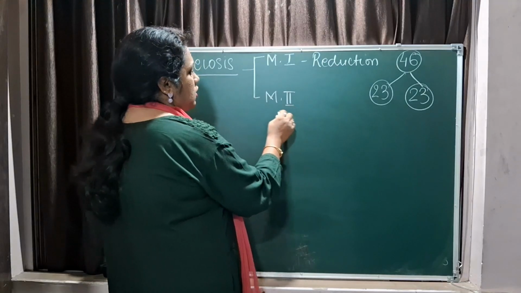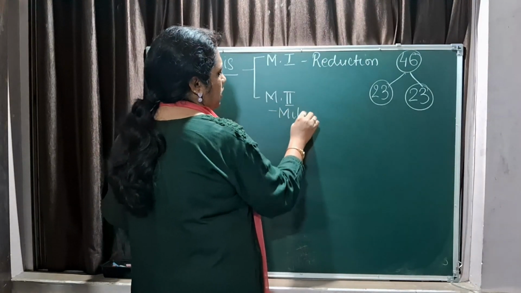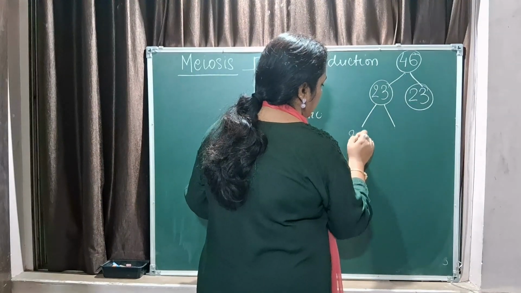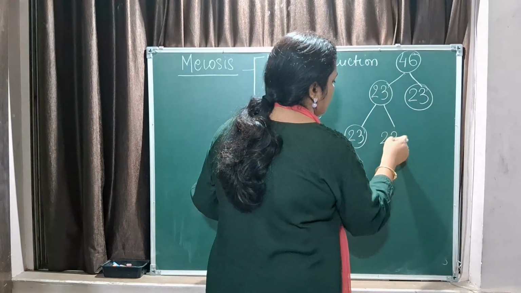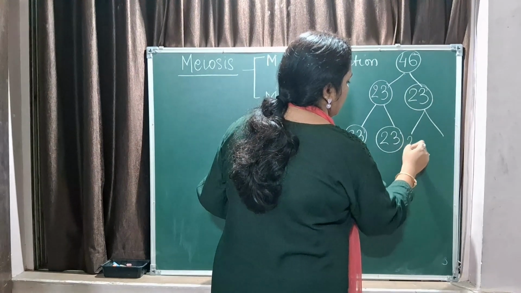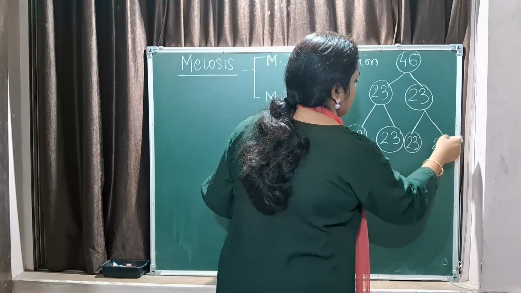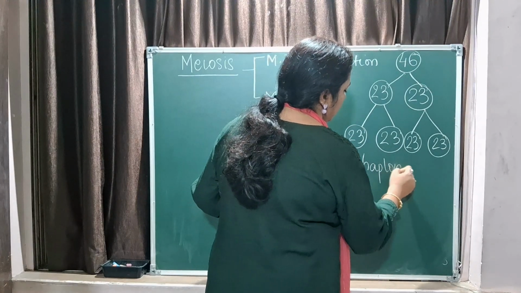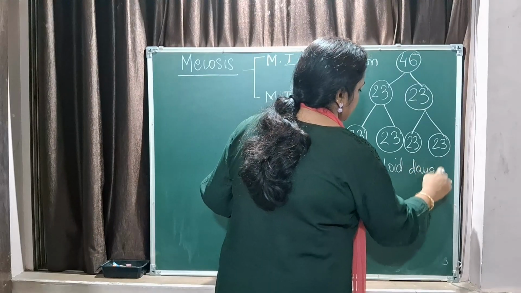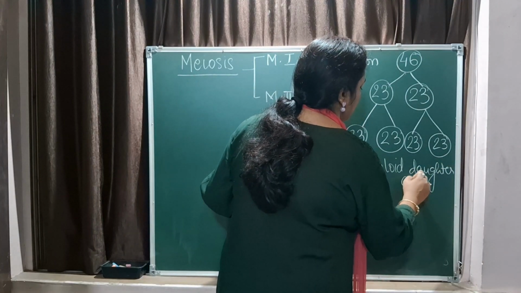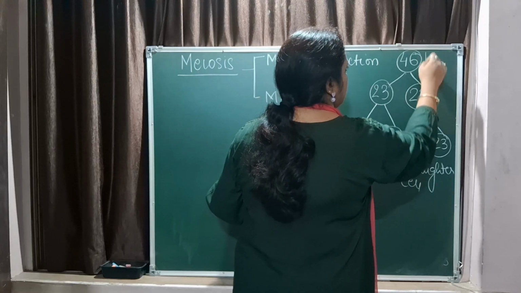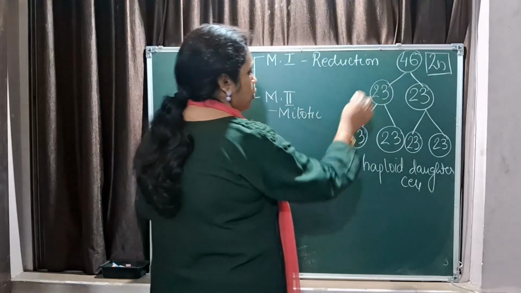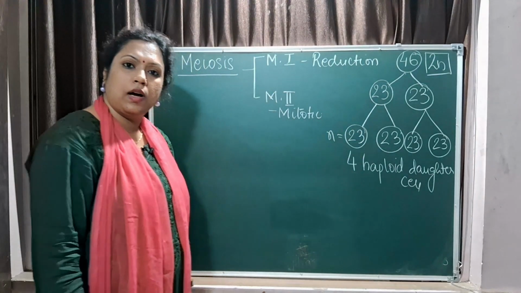Fine. In meiosis 2, it is similar to the mitotic division. So, what happens? These 2 cells will again form 23 and 23, and this 23 will again form 23 and 23. So, the final outcome of meiosis is 4 haploid daughter cells. We started with a 2n condition, that is diploid condition, and we ended up with 4 haploid cells, which is n. I hope it is clear.